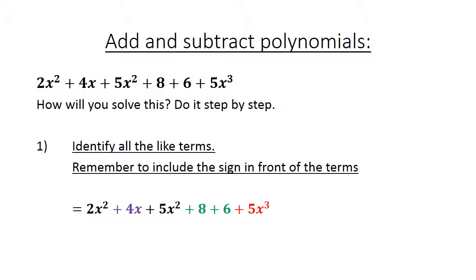2x to the power of 2 and 5x to the power of 2 are like terms. 8 and 6 are like terms. 4x, there's no like term, and 5x to the power of 3, no like term. Equals 5x to the power of 3 plus 7x to the power of 2 plus 4x plus 14.